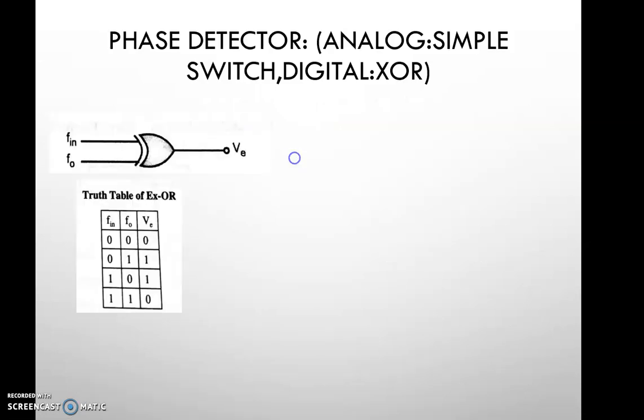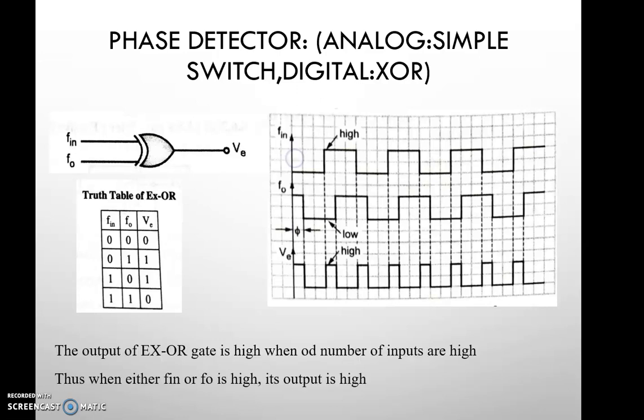Then we next have the digital detector, wherein an XOR gate is used. Now what is the property of an XOR gate? If either of the inputs is high, the output is going to be high. So this is the truth table of XOR. Whenever Fin or Fo, if either of them is high, the output is going to be high. You can see it here. Fin is 1, Fo is 0, the output is 1. Again here you can see that Fin is 0, Fo is 1, V is 1. So this is the digital phase detector.